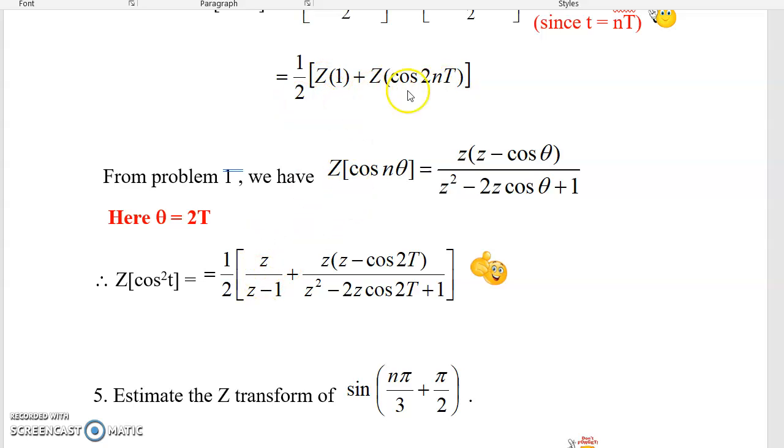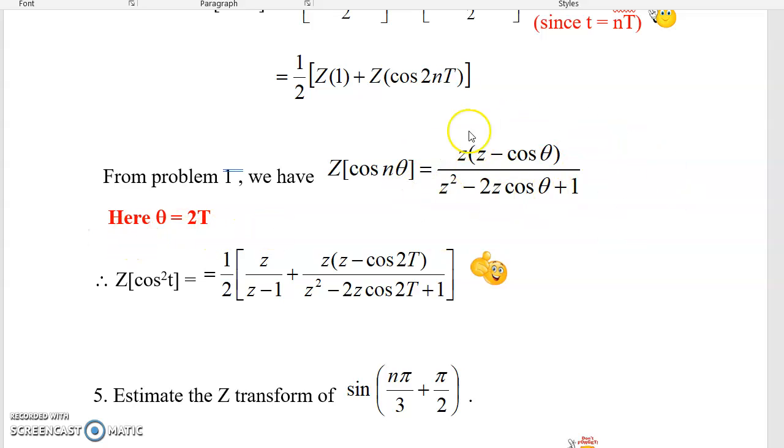Now look at the second term. We have to make use of z transform of cos n theta. So this is the answer of z transform of cos n theta, which we already evaluated in problem 1. So let us compare these two. See here n into theta. So here n into 2t. So what do you have in the place of theta? In the place of theta, here you have 2t. See, that's what we have written here.